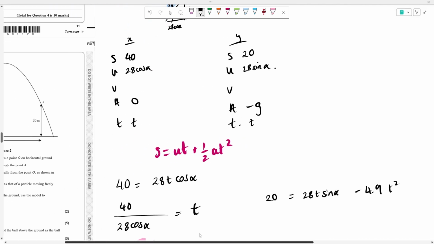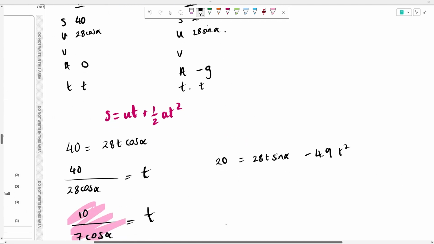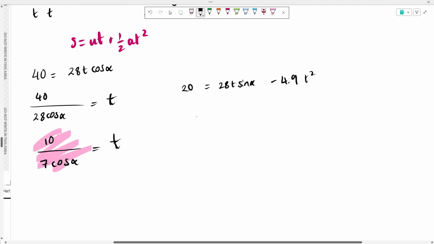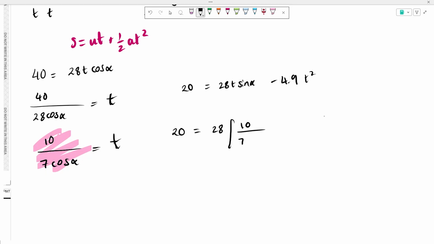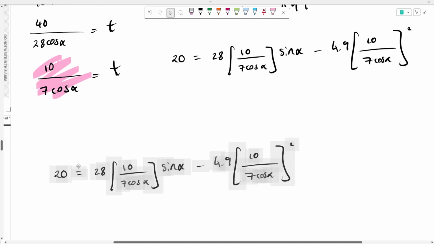You can follow one method and it just works, and you don't even actually have to look at part B, C, and D. You can kind of just follow the method, and a lot of it is just getting marks. Right, so I'm going to put this equation into here. So this becomes essentially 20 is equal to 28 times 10 over 7 cos alpha sine alpha minus 4.9 times 10 over 7 cos alpha all squared. Alright, let's go ahead and clean this up a bit.